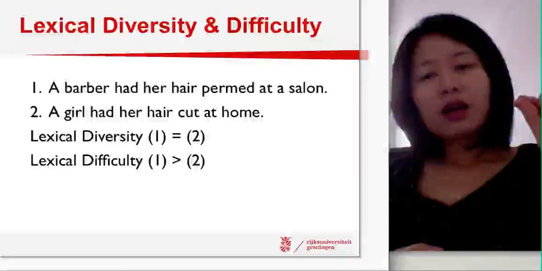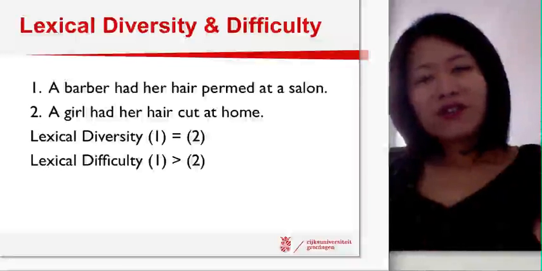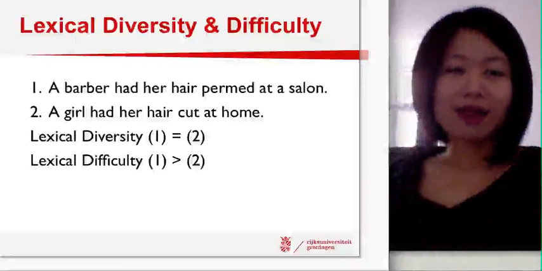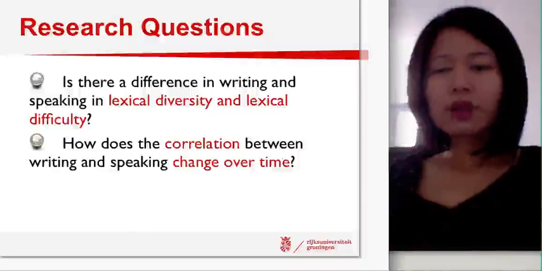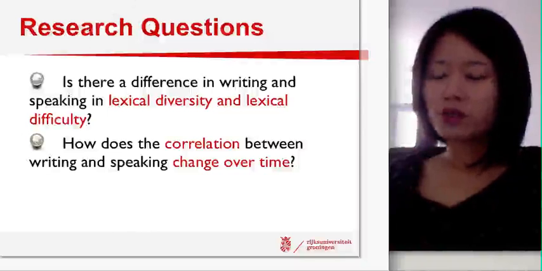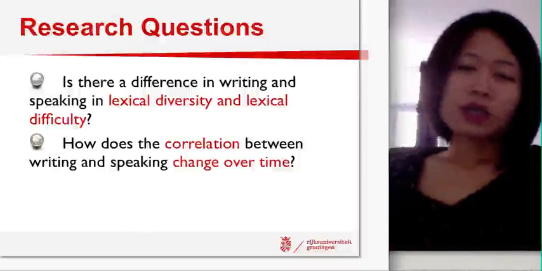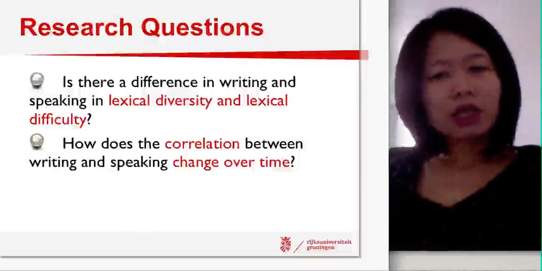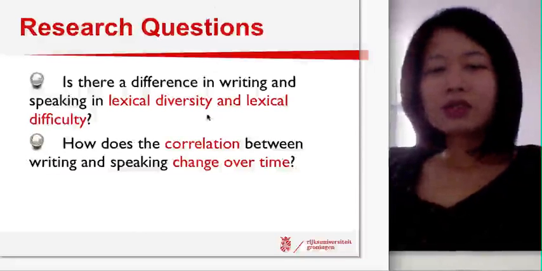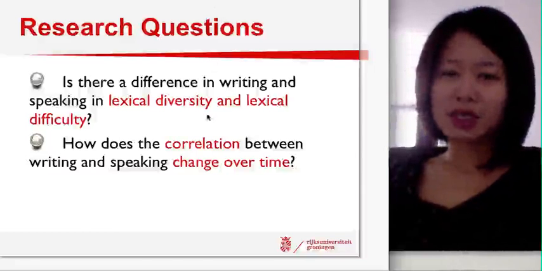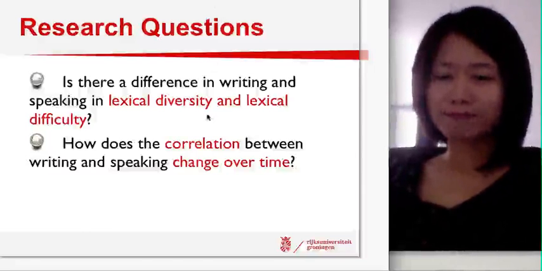So lexical difficulty in the first sentence is higher than that in the second sentence. That leads to two of the research questions that we wish to answer. Is there a difference in writing and speaking in lexical diversity and lexical difficulty? And how does the correlation between writing and speaking change over time?